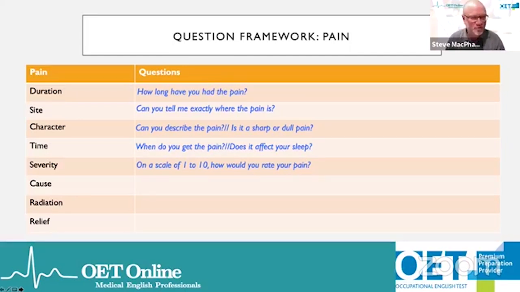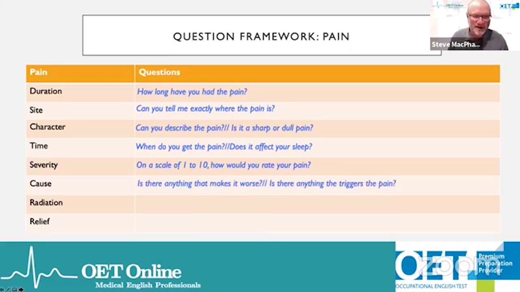Okay, we've still got cause, radiation, and relief. We've got 3 more questions to go. So cause, what are you going to do? Maybe you can use the word trigger, everyone. Rana says, can you grade your pain on a scale of 10? Yeah, you could use grade. I think rate's a little bit better, but the next one, Vadeep says, what seems to trigger your pain? Excellent, Vadeep. That's really good. Same with the male. What triggers the pain?